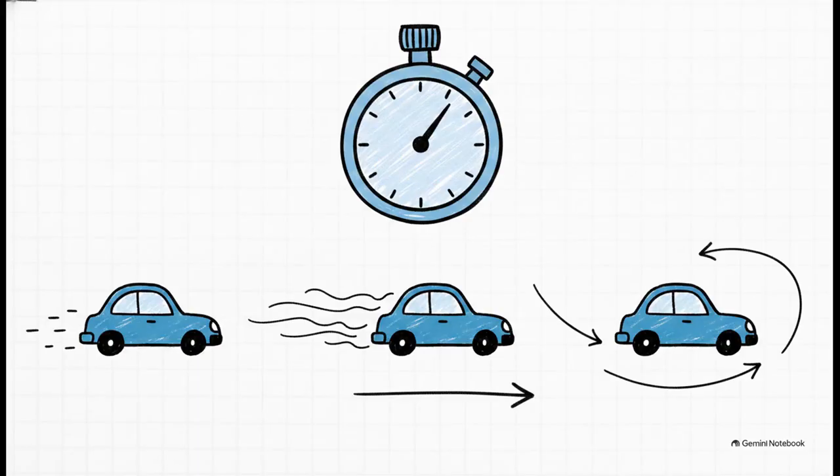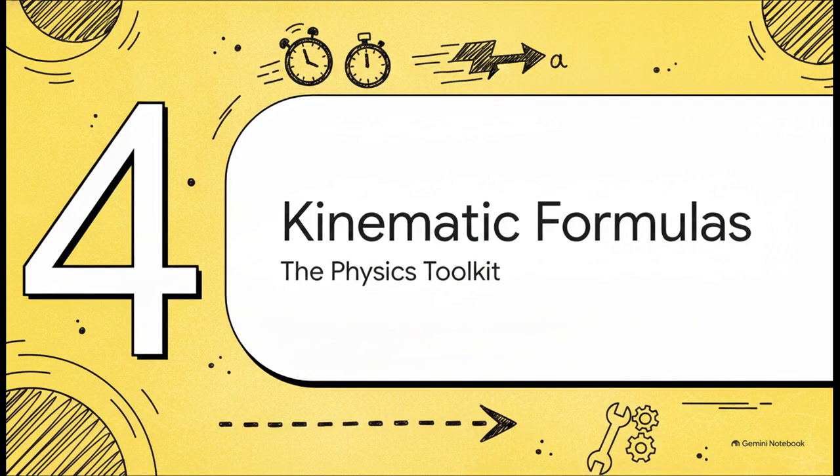So the absolutely crucial takeaway here is that anytime your speed or your direction shifts over a period of time, you are actively experiencing acceleration. Simply put, it is the rate of change of velocity divided by the time it took for that change to happen. That's it. Now that we've got our core ingredients perfectly defined, we're ready for section 4, kinematic formulas, or as I like to call it, building the physics toolkit.